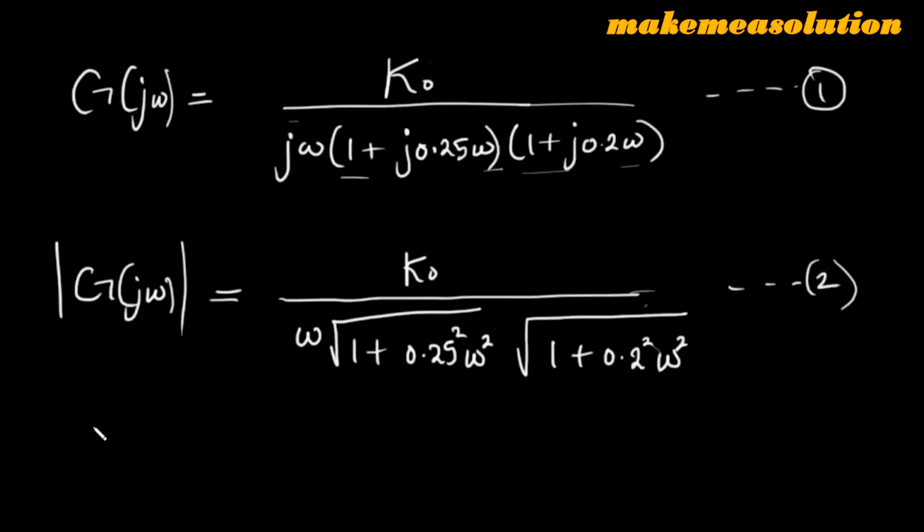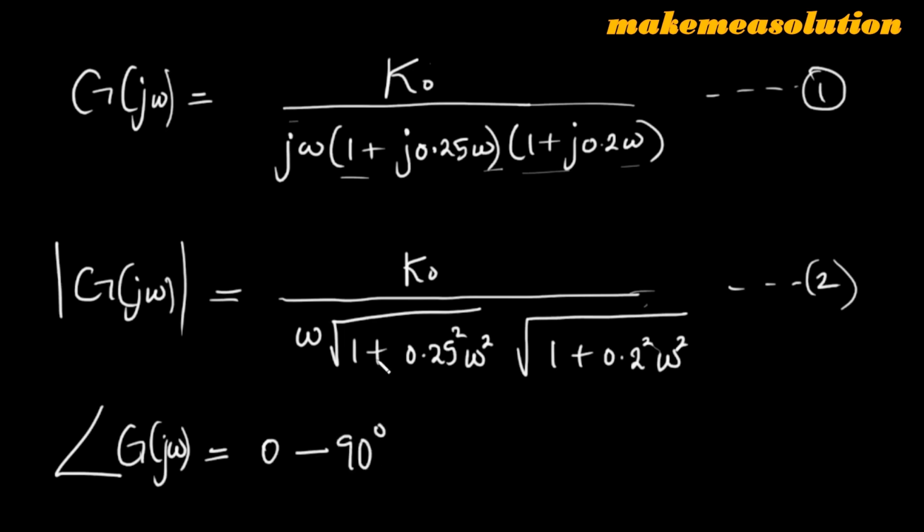Now let's calculate the phase of G(j omega). Since we are used to calculating the phase, the phase of the numerator is 0 degrees, so you have 0 minus the phase of this one minus the phase of this one minus the phase of this one. That's the standard form. Okay, 0 degrees minus the phase of j omega, which is going to be 90 degrees.